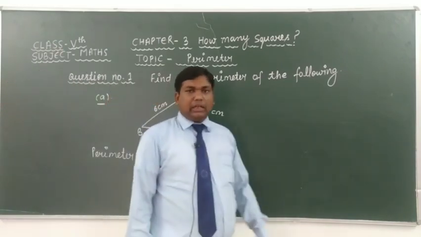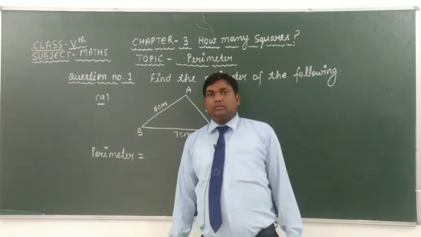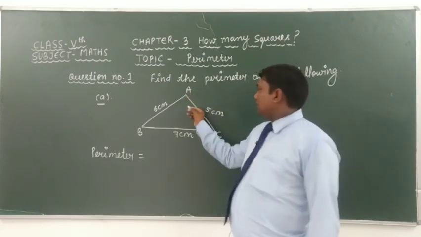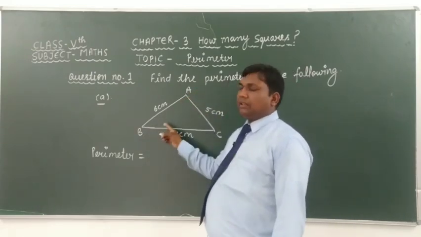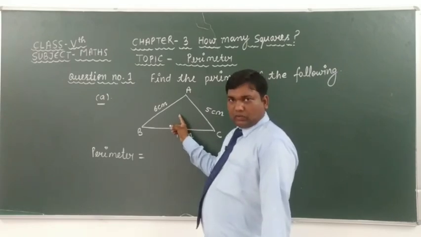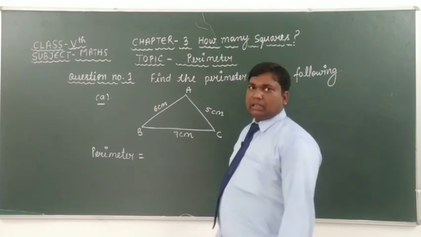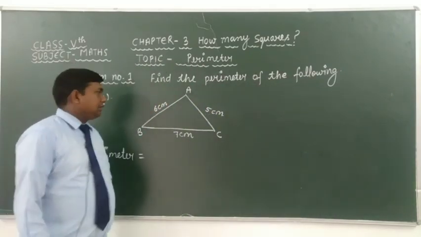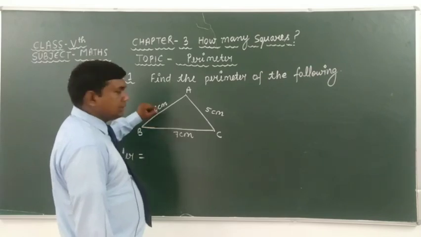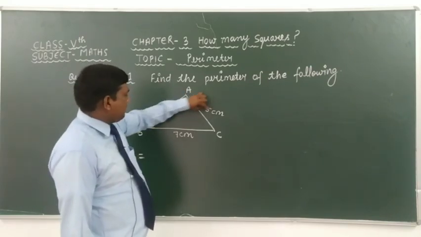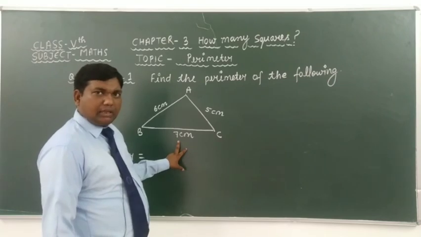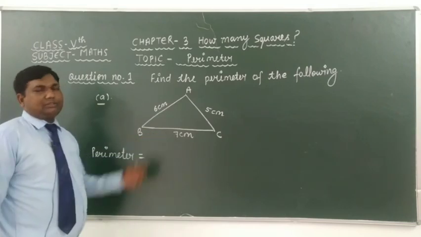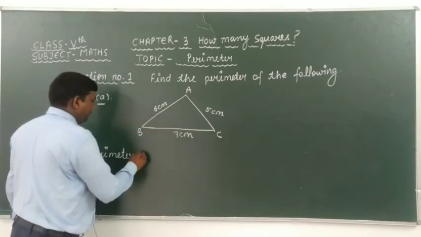Then perimeter is equal to... We know that the sum of the length of all given line segments of a simple closed figure is called its perimeter. Therefore, according to the definition, here we have to take the sum of 6 centimeter, 5 centimeter and 7 centimeter. After adding these, we get the perimeter of this figure. Understand? Look here carefully.